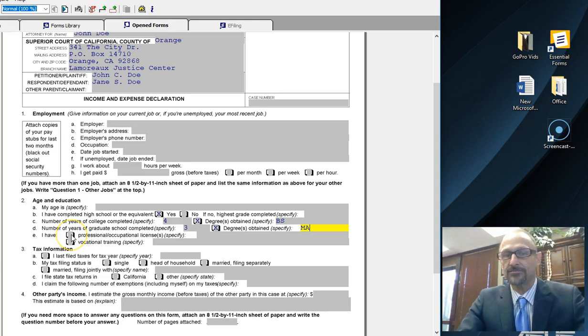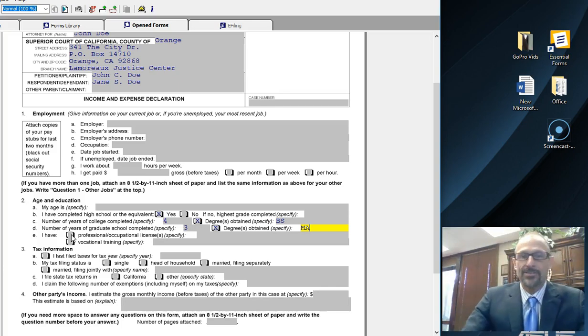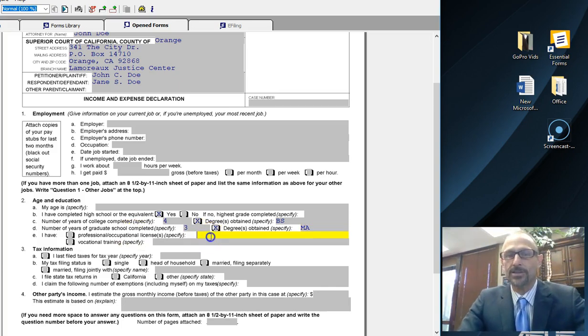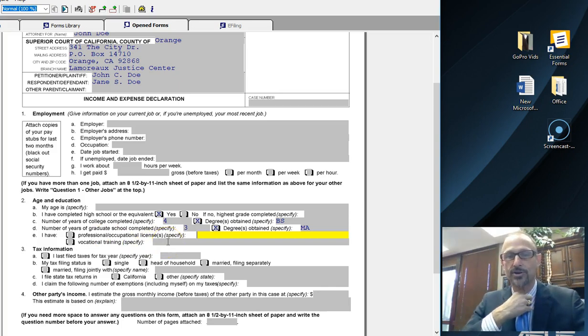E, I have professional vocational licenses. So if you have a vocational or professional license, then you're going to want to mark that box and you're going to want to put the license to the right. If you don't, you leave it blank. Actually, I'm sorry, I may have said vocational licenses. I mean occupational licenses. It's pretty self-explanatory right there. But if you have vocational training, you're going to want to mark that box and over in the right, explain what vocational training you have.